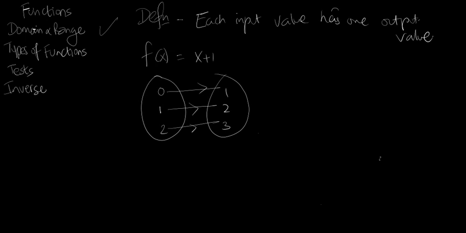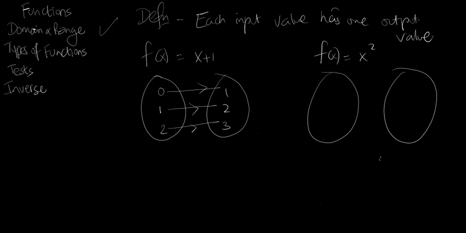Okay, now you can have another function. So let's take a quadratic curve and see whether it matches the definition. So if I replace by 0, 0 squared gives me 0. If I replace by minus 1, minus 1 squared gives me 1. If I replace by 1, okay, I still get number 1. So does it match the original definition? Each input should have one output. So input 0 has one output 0. Input minus 1 has one output 1. Input 1 has one output 1. So it does match the function definition.